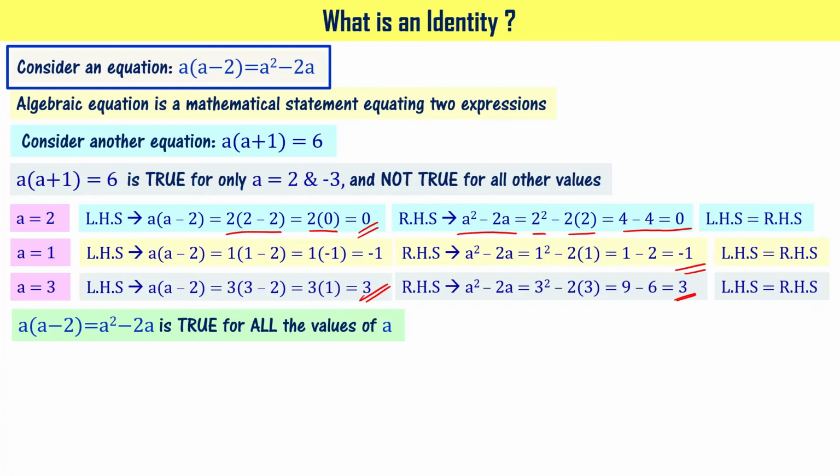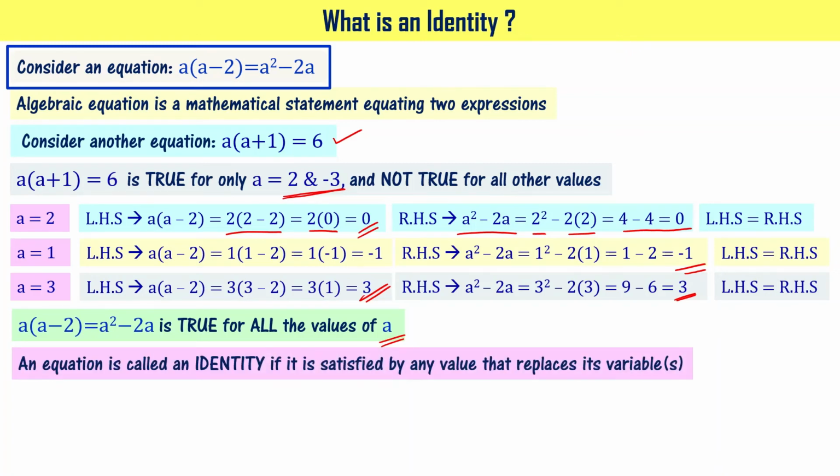Hence, I say that a times a minus 2 equal to a square minus 2a is true for all the values of a. You can take any value. You can take a equal to half, a equal to 3 by 2, a equal to 0.1. Now, for all the values, it is going to be true. Whereas this particular equation, a times a plus 1 equal to 6, is only true for two values, that is 2 and minus 3. For rest of the values of a, it is not true, right?